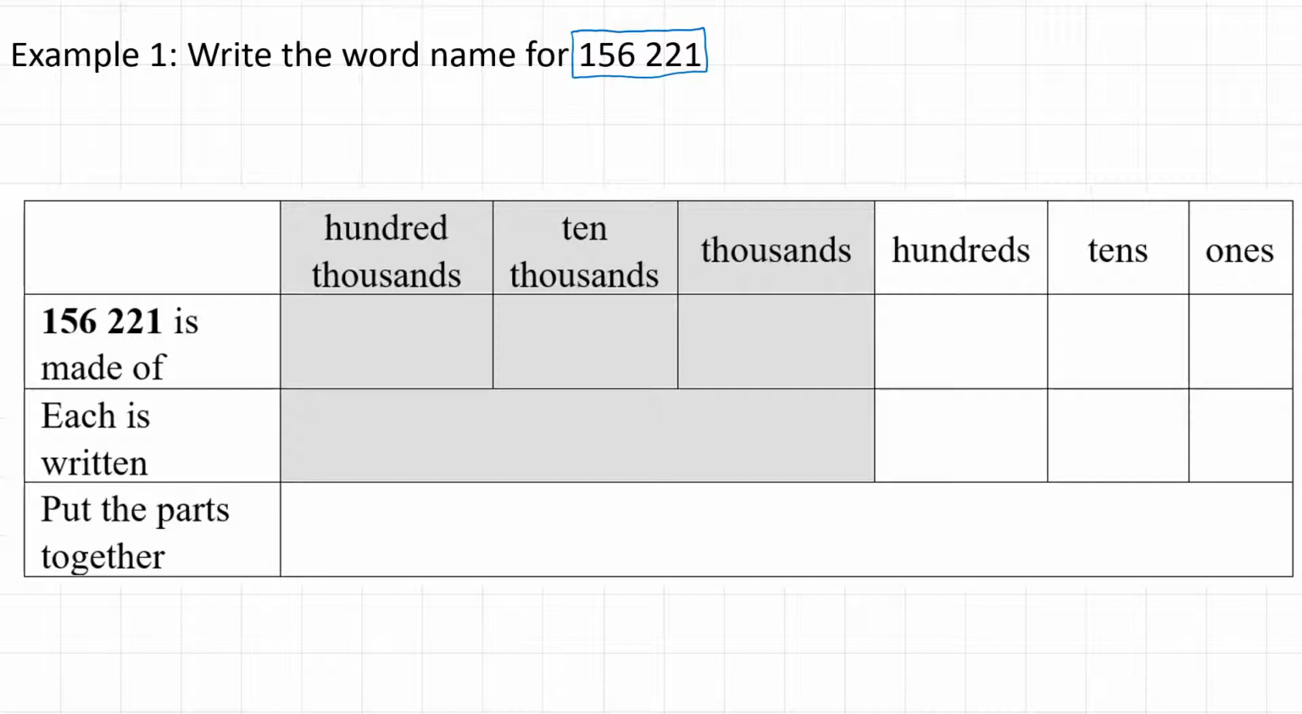So once again, starting from the right, we're going to split this number down into each of its place values. So from the right, the 1 just happens to be in the ones place, the 2 is in the tens place, the 2 is in the hundreds place, and then moving on to our next group of 3, we've got the 6 in the thousands, the 5 in the 10,000s, and the 1 in the 100,000s. So the first bit I'm going to write down is this first group of 3, which is the thousands. Each of these is written together as 156,000.